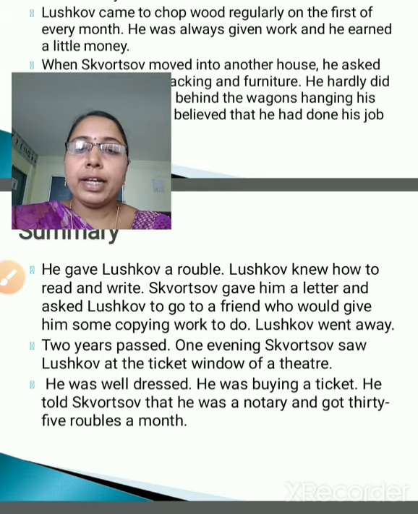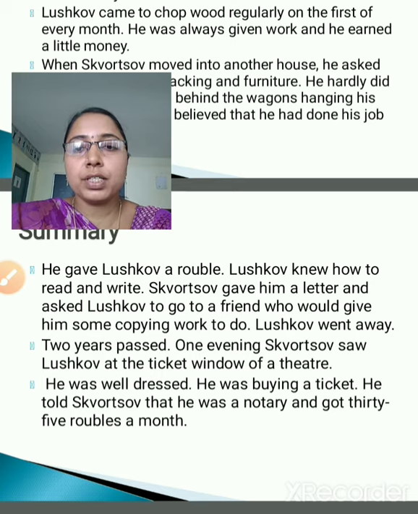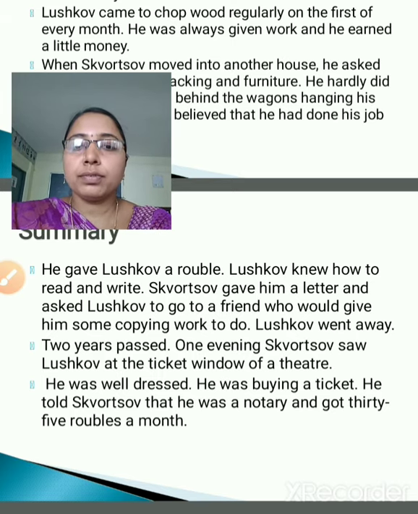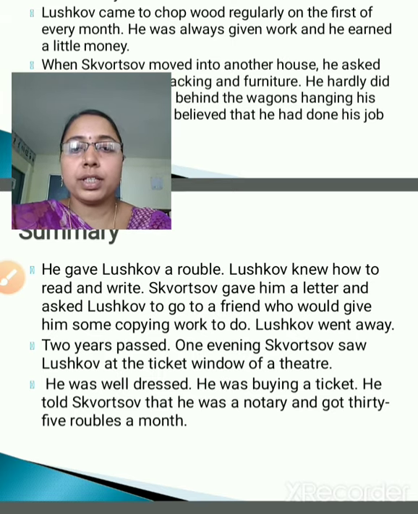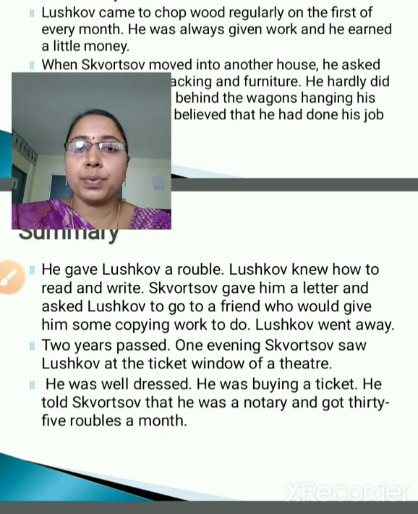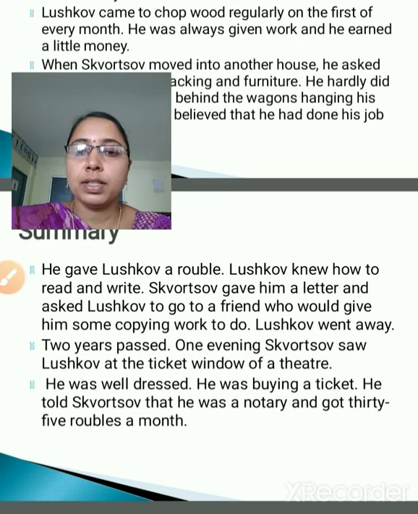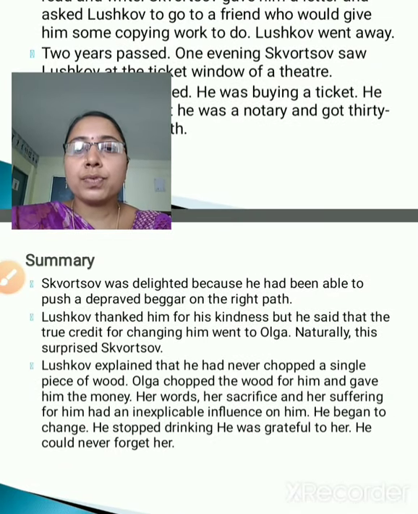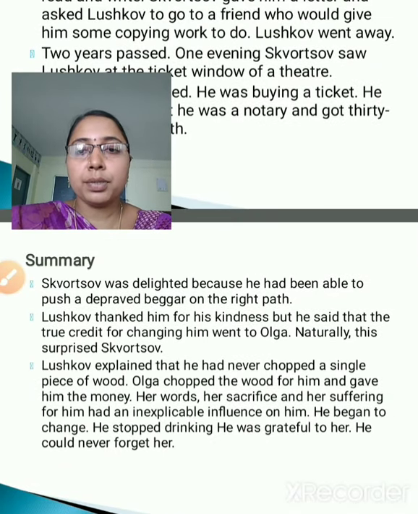Now, at the end of the story, the beggar is working at the theatre because he knows how to read and write, so he is doing a documentary kind of work. He was well dressed, he was buying a ticket. He told Skorstov that he was a notary and got 35 rubles a month. Now, Skorstov was very delighted because he had been able to push a depraved beggar onto the right path.